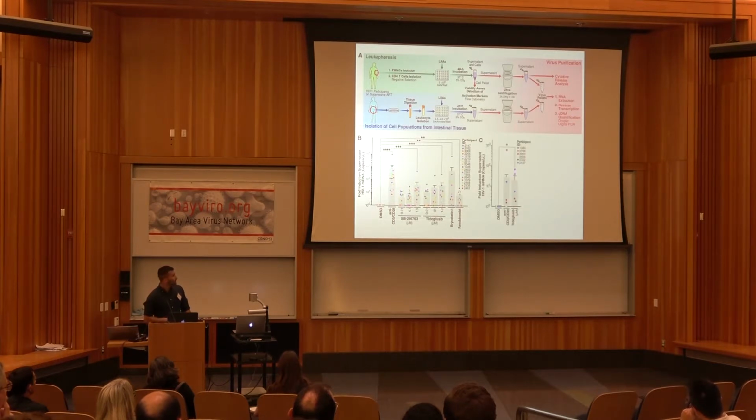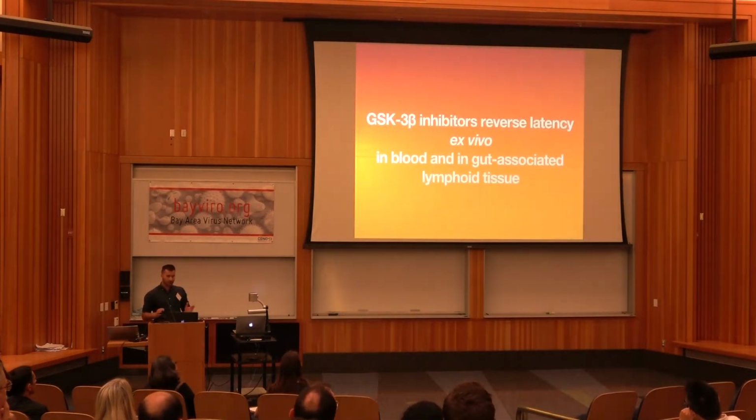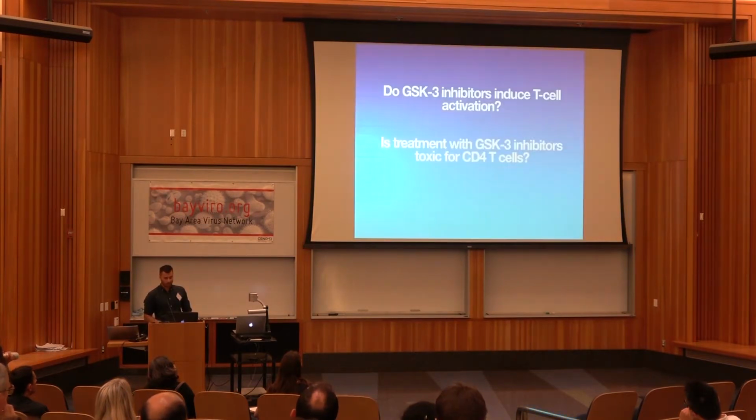And interestingly, tideglusib, the other GSK3 inhibitor, which is already in clinical phase of study, induces latency reversion also in the gut-associated lymphoid tissue. So these inhibitors reverse latency ex vivo both in blood and in gut-associated lymphoid tissue. But are they toxic? Do they induce T cell activation?